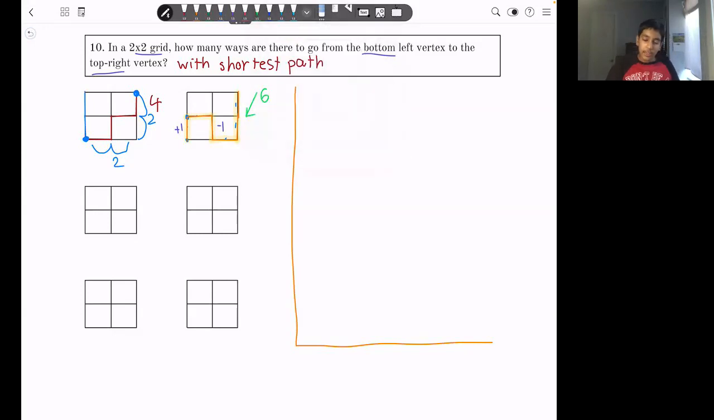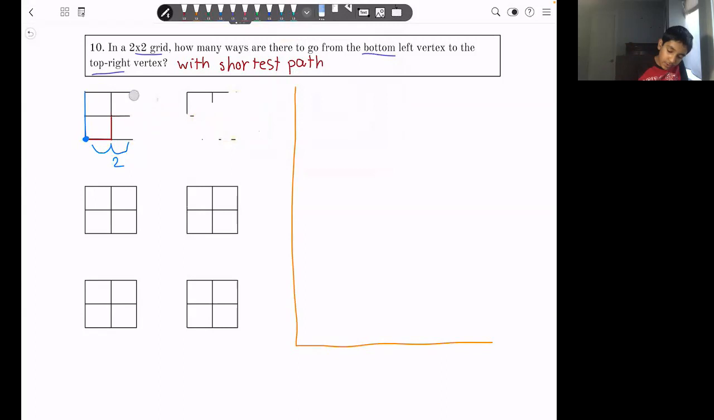So is this clear to anyone? Does anyone have questions why we always have to go 2 up and 2 right to get the shortest possible path? Okay, so it looks like it's clear. So now I'm going to do the first method.